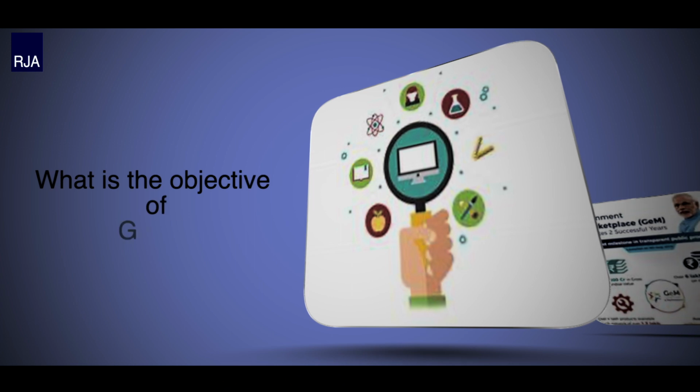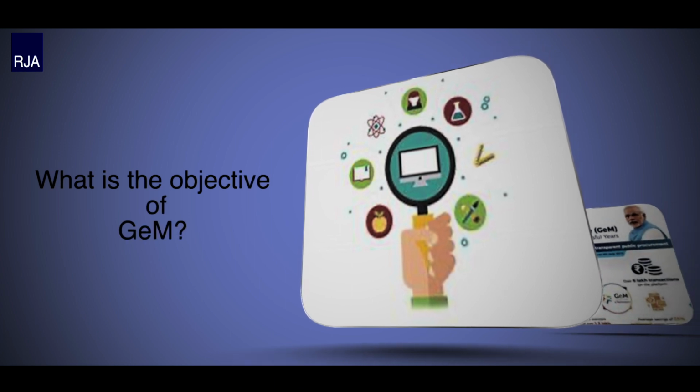Now, what is the objective of GeM? So, GeM aims to enhance transparency, efficiency and speed in public procurement. It provides the tools of e-bidding, reverse e-auction and demand aggregation to help government users achieve the best value for their money. GeM is a portal for offering and availing products and services.